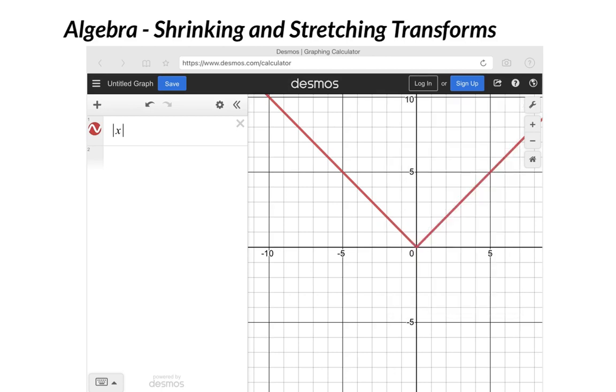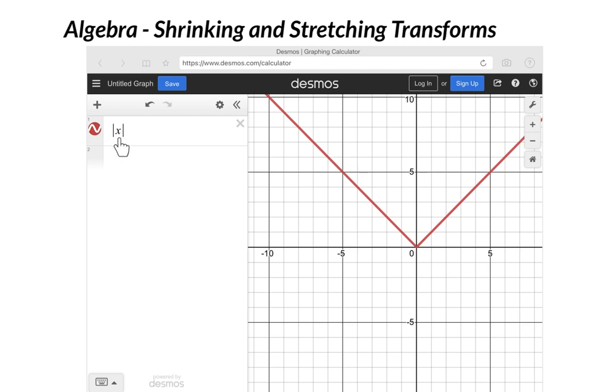I want to talk about how we would stretch or shrink a function. Now, the function that I'm choosing to use here is absolute value. So let me just explain the absolute value graph. The absolute value graph is designated with these vertical lines. This means the absolute value of x. Whatever is put into this, the positive version is returned.